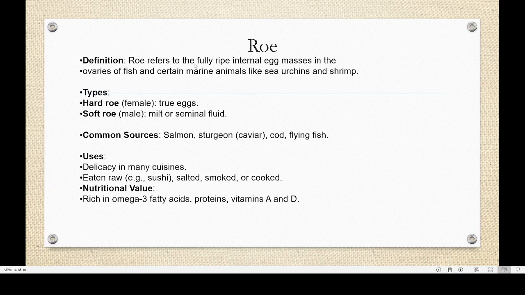Here you can see the fully ripe internal egg masses in the ovaries of fish and certain marine animals like sea urchin and shrimp. Then there is hard roe and soft roe. One is true eggs. Then from the male, the semen or milk is known as soft roe. Most of the time it is obtained from salmon or sturgeon. Caviar is very popular. I will show you how caviar appears. Almost in all European countries you can see this caviar.